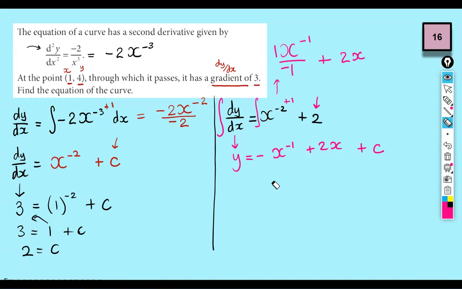But we still need to find what? C. And they gave us, using the same hint here, but this time we have the letter y. We're using the point 1, 4, because this means when x is 1, y at the same point in time is 4. So see if you all can get c there for me. And that's helping you out. y is 4 when x is 1. Replace all the x's with 1, solve for c, and you're basically finished there.